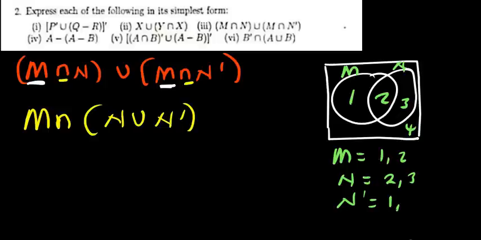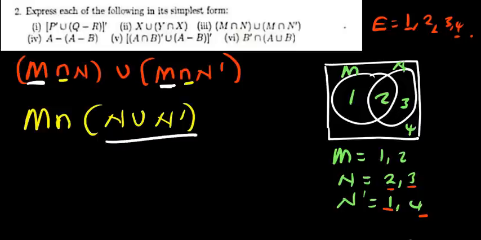Then what else do we have? We are just removing everything in N, is 1 and 4. So I'll come here and say the universal, which we call E. Universal is everything 1, 2, 3, 4, even the one which is outside here, that is the universal E. Then what is N union N complement? So I'm writing now 1, 2, 3, 4. 1, 2, 3, 4 is here, 1, 2, 3, 4, that is the universal. So everything here is the universal.